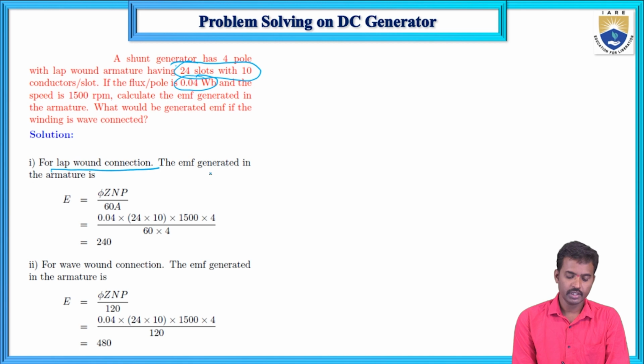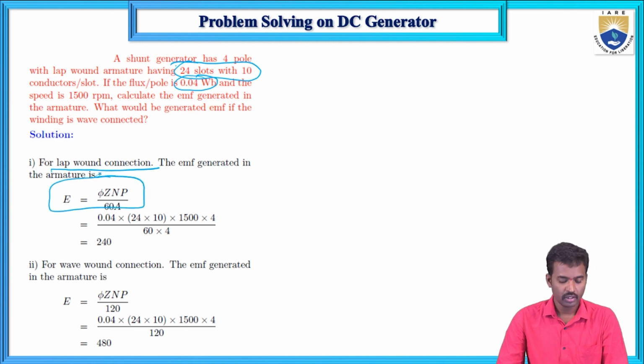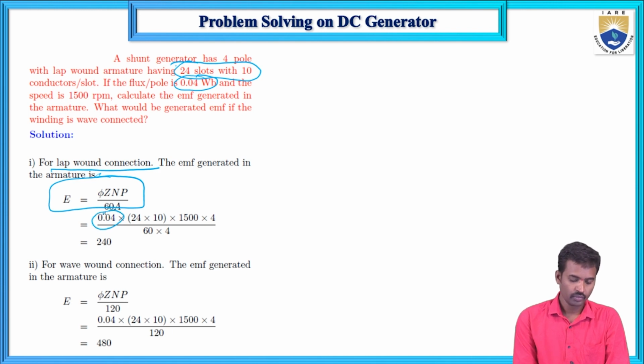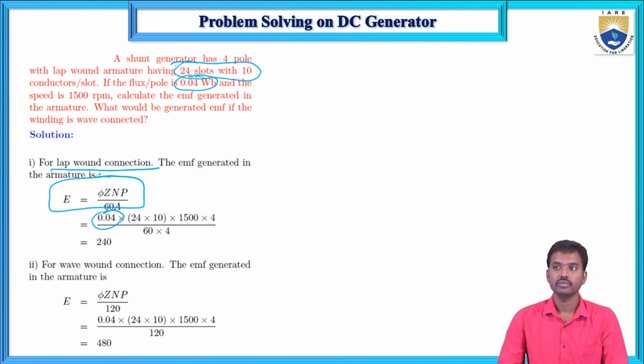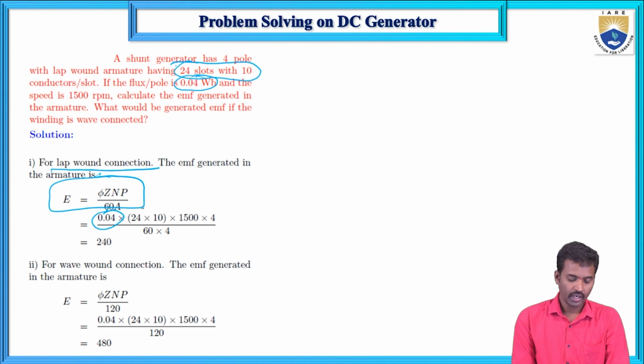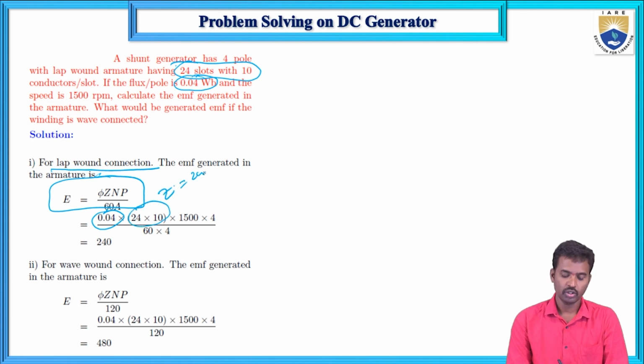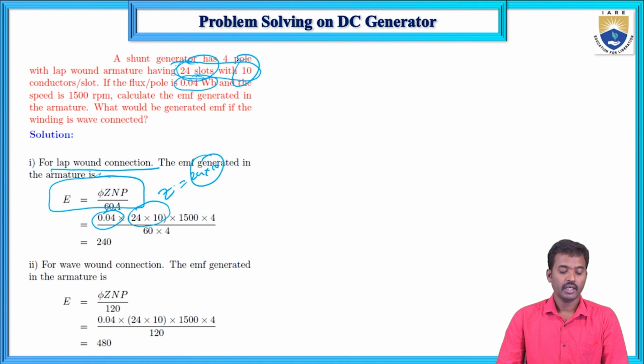The armature EMF is generated. So this is the formula. We know very well this formula: Eg equals ZNφ by 60 into P by A. So now here, the flux value, and the total number of conductors Z equals 24 into 10. So 24 slots and conductors per slot is 10.